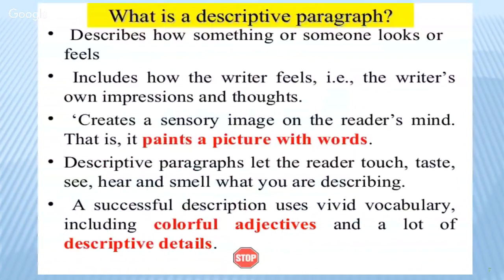Describe how something or someone looks or feels. Includes how the writer feels. ಇವಾಗ ನಾನ್ ಅದ್ರ ಬಗ್ಗೆ ನನ್ನ ಫೀಲಿಂಗ್, ಅನಿಸಿಕೆಗಳು ಏನು ಅಂತ ಹೇಳಿದಾಗ ನಿಮ್ಗೂ ಮೋರ್ ಆರ್ ಲೆಸ್ ಅದೇ ಭಾವನೆಗಳು ಬರುತ್ತೆ. The writer's own impressions and thoughts create a sensory image on the reader's mind. Sensory, including your sense organs. That is, it paints a picture with words.